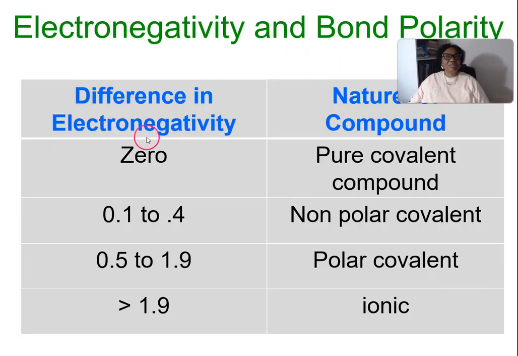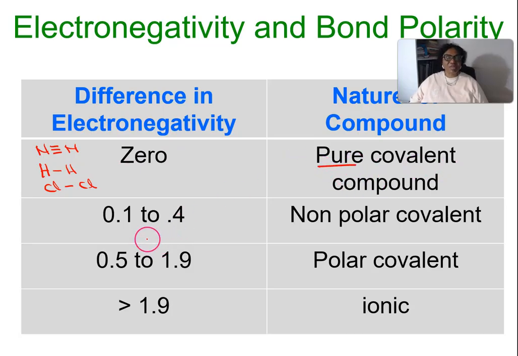Electronegativity and bond polarity: the difference in electronegativity determines the nature of the covalent bond that will form. When the electronegativity difference is 0, this is usually between two atoms of the same element. For example, hydrogen, hydrogen, or chlorine, chlorine, or nitrogen, nitrogen. The electronegativity of these elements is the same. So what is formed is a pure covalent compound.